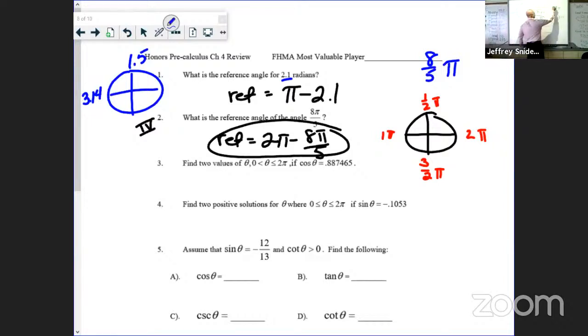8/5 is the same as 1 and what? Okay, what do I have to know? This is the same as 1 and 1/2. That is 1.6. This is 1.5. Has to be in here. Has to be.